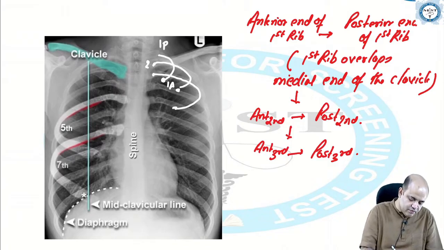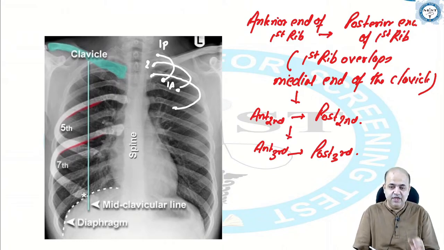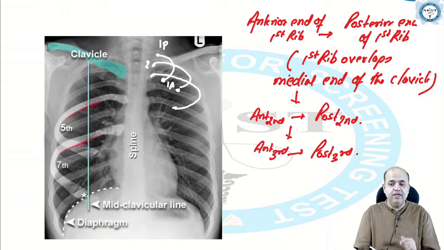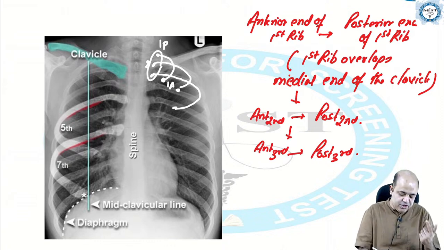So this is the first rib, this is the second rib, this is the third rib. We can see that the anterior ends are widely spaced. We can easily identify the anterior end of the first, second, third rib, whereas the posterior ends are closely approximated. Once we have counted the first three ribs, we can easily count.